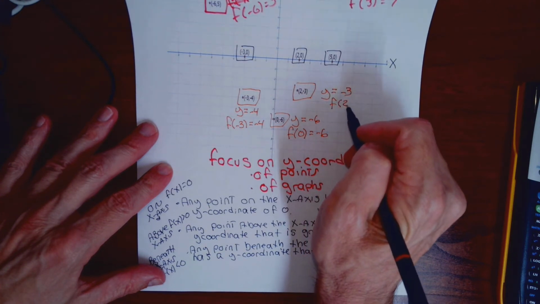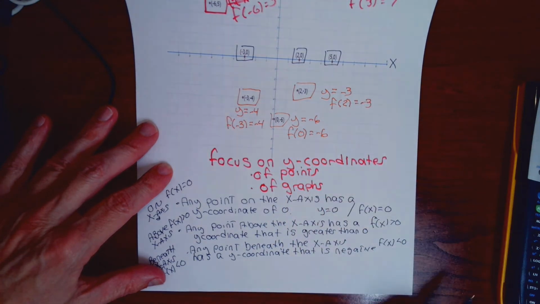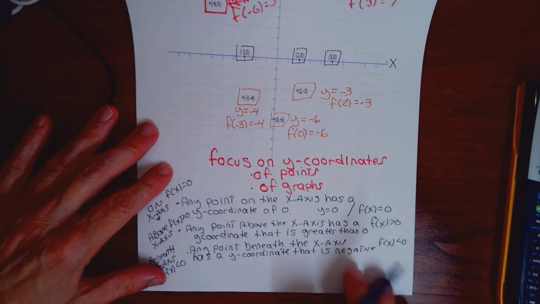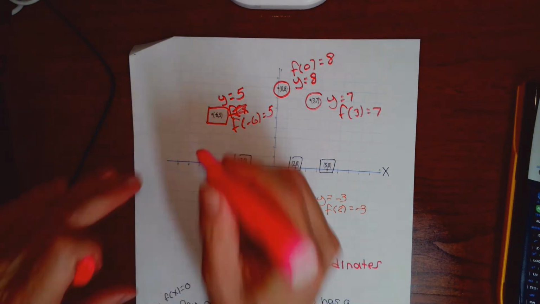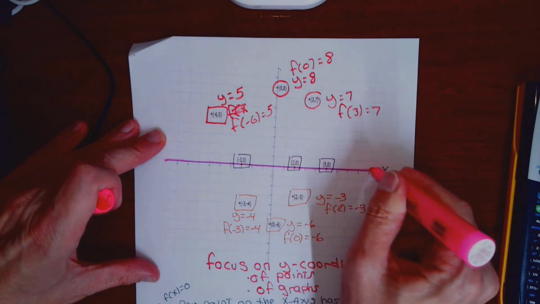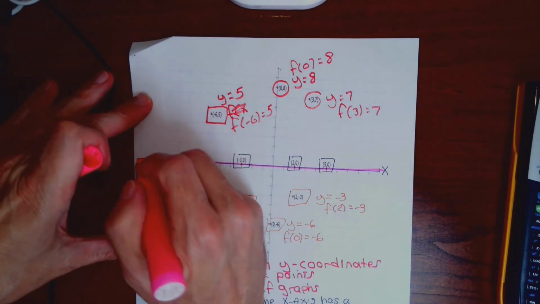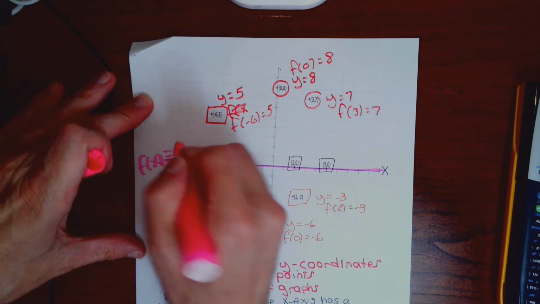Any point beneath the x-axis, there's no restriction on the signs of the x's, but there are restrictions on the signs of the y's. So we're going to have to really focus on understanding the graphs in terms of the y's. So every point on the x-axis, we're going to say it's f of x equal to 0.